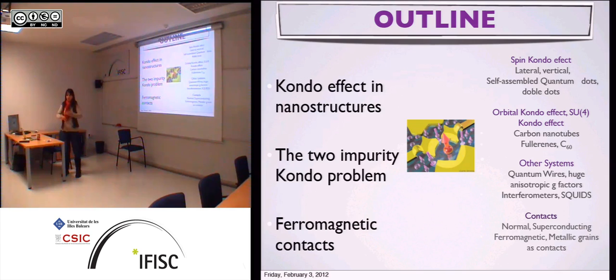Now, with a spin polarized contact, I'm arriving at the end. Now we substitute the normal contact by spin polarized contacts in this way.